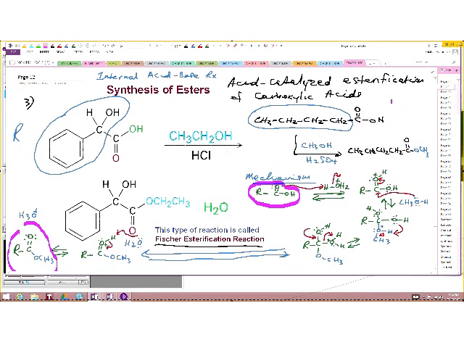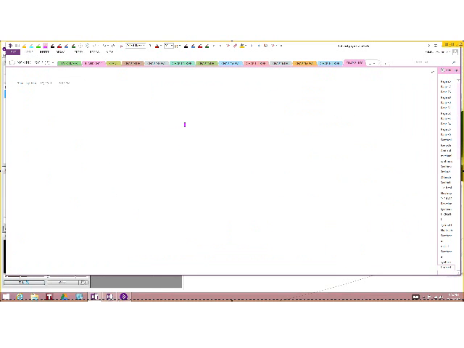So far, we have given you three methods for making esters. One method is from the carboxylate reacting with an acid chloride. The second method is carboxylate reacting with an alkylating agent, a primary or secondary alkylating agent. The third method is the acid catalyzed esterification of carboxylic acid using alcohols. Now, the last of the carboxylic acid derivatives whose synthesis we want to discuss is the synthesis of amides.